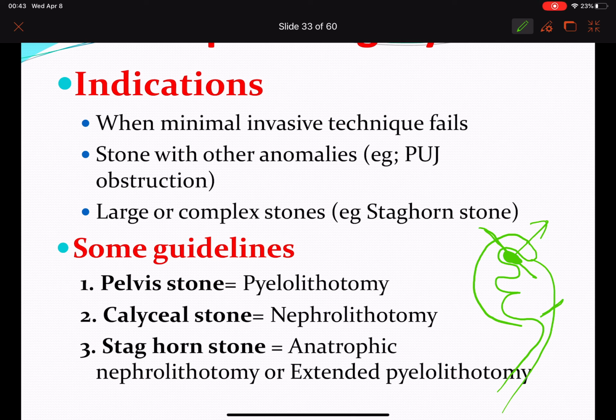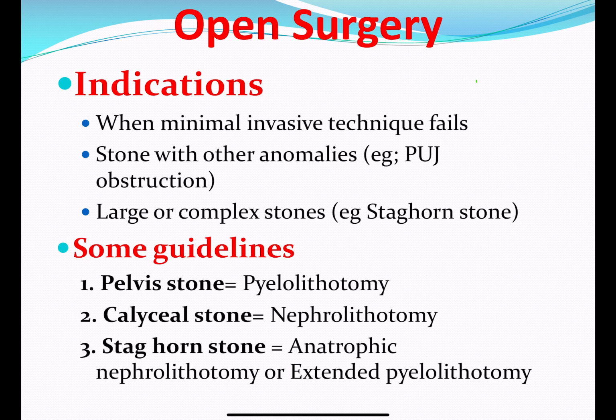And sometimes the stone is so branching in nature that you have to do a very special type of surgery known as anatrophic nephrolithotomy. A big branching stone covering the calyceal and the pelvis area is known as a staghorn stone. In that scenario, you can do this special surgery to remove the big stone. I'll explain later on. So we still have some indications for open surgery.